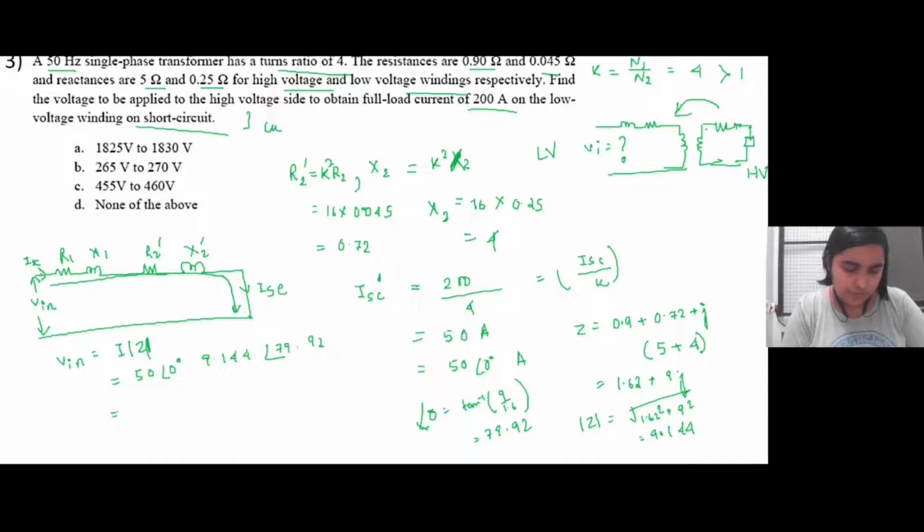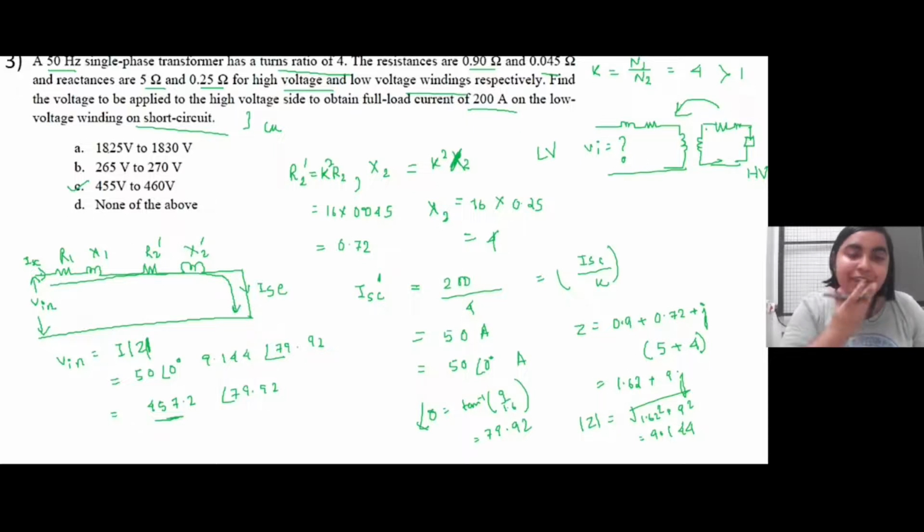So 50 into 9.144. This comes out to be 457.2, angle is 79.92. So the answer falls within the range of what is given in option C. So option C is the correct answer.